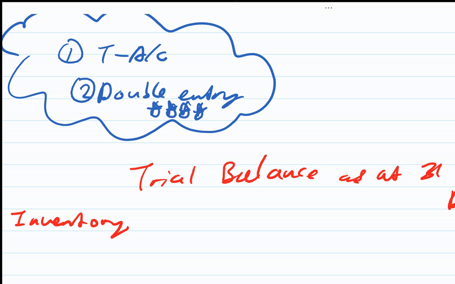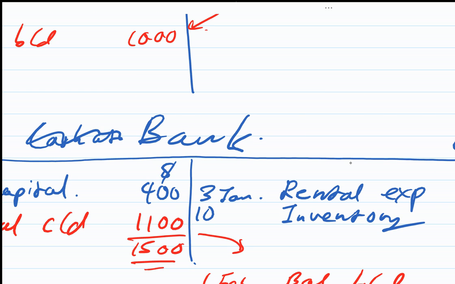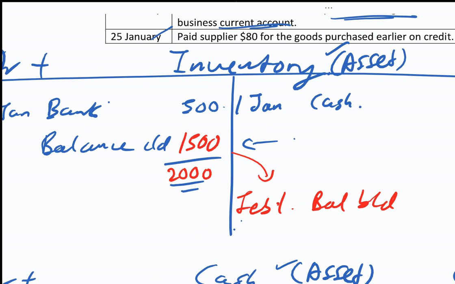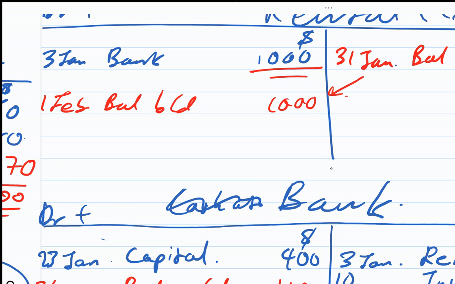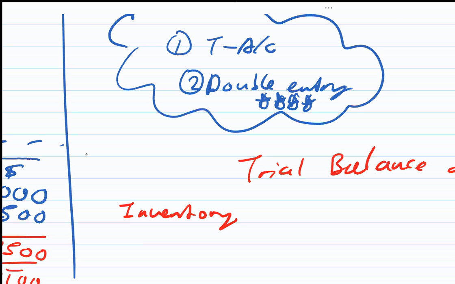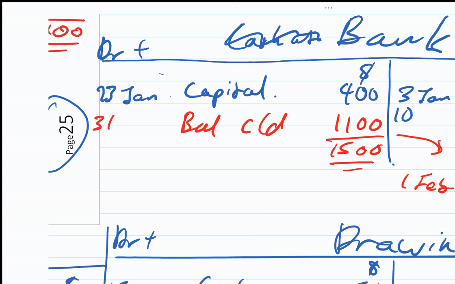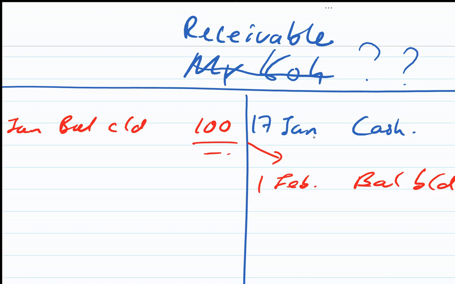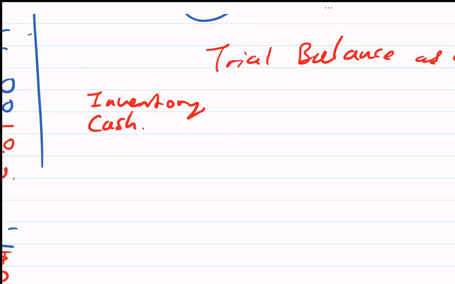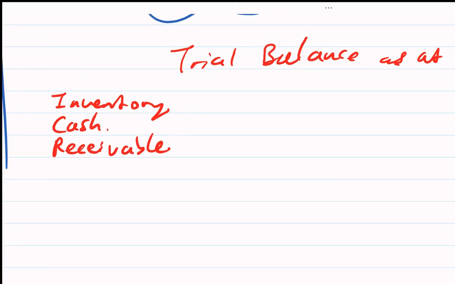Yep, you're right. Easy, not too bad. Okay, next one is cash 1970. Okay, easy. So you just have to basically transplant the numbers over. Receivable 100. Easy. So basically just copy and paste over.